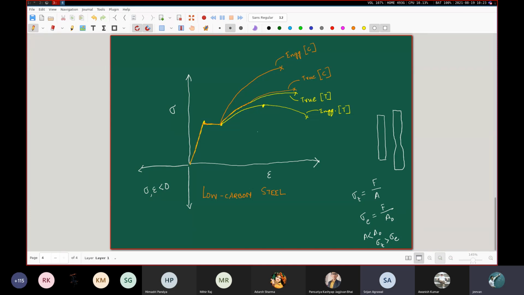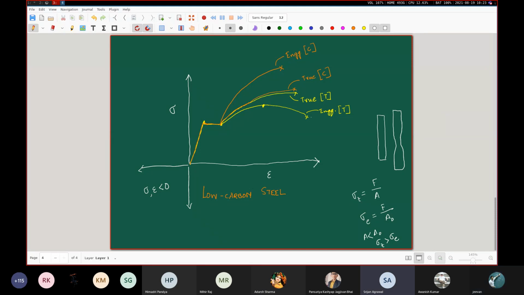Sir, while compressing, the area will increase a little bit. No, no, no, we are comparing engineering versus engineering. Here in the denominator, only the A naught is there. So that has nothing to do with the area. Sir, I'm saying, because the material can handle compression better than tension. Why better? That is the question.